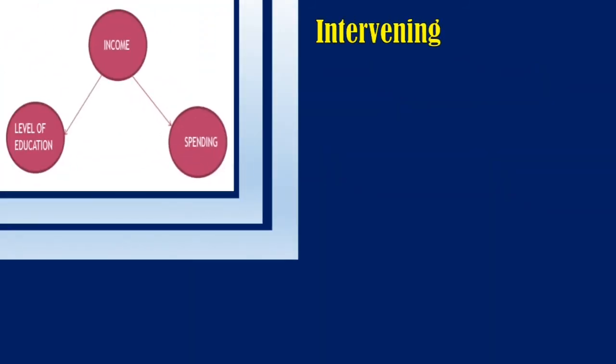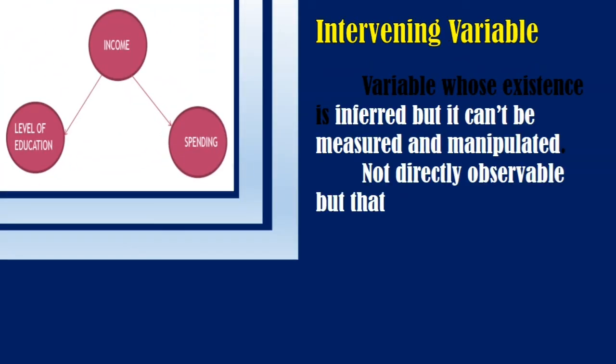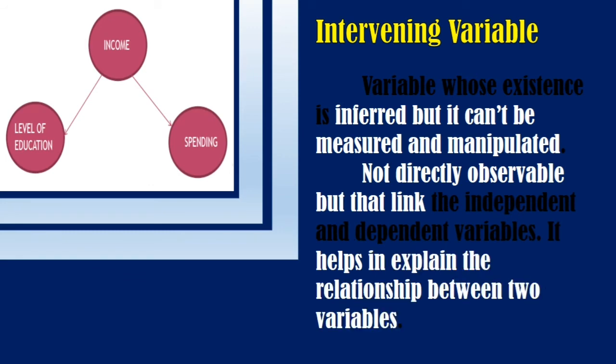Okay, the next is the intervening variable. These are variables whose existence is inferred, but it can't be measured and manipulated. They are not directly observable, but it links the independent and the dependent variables. In effect, it helps explain the relationship between these two variables.